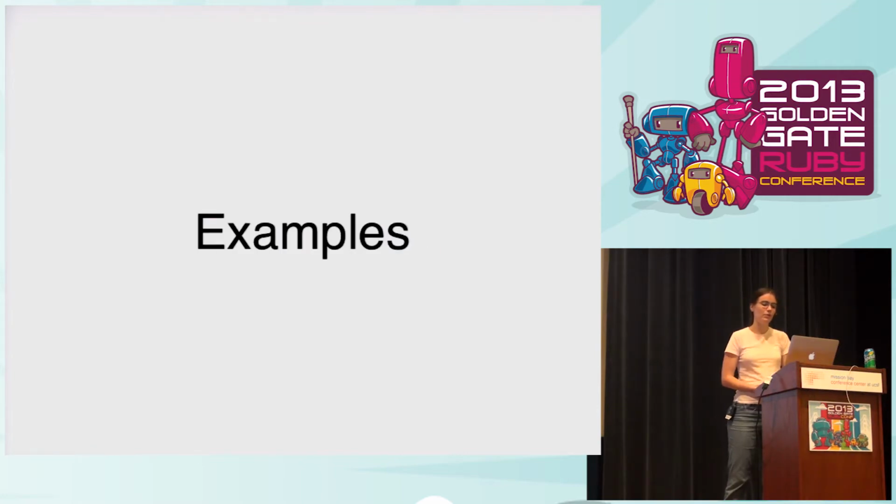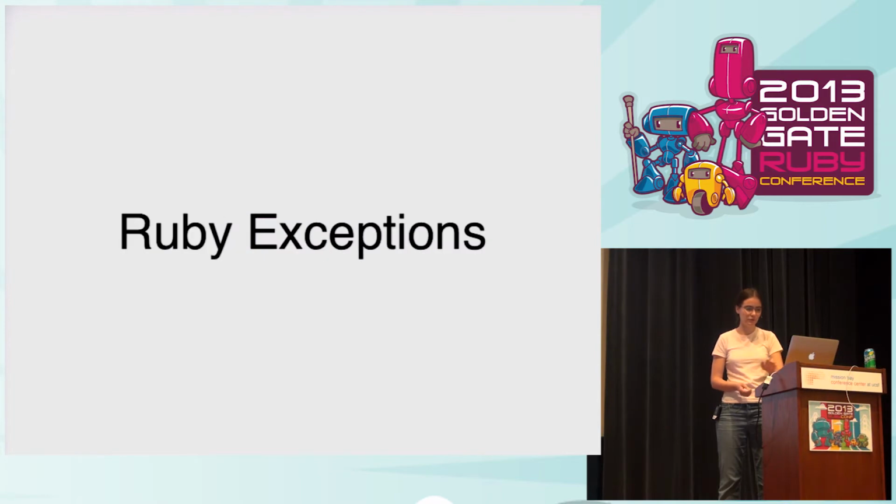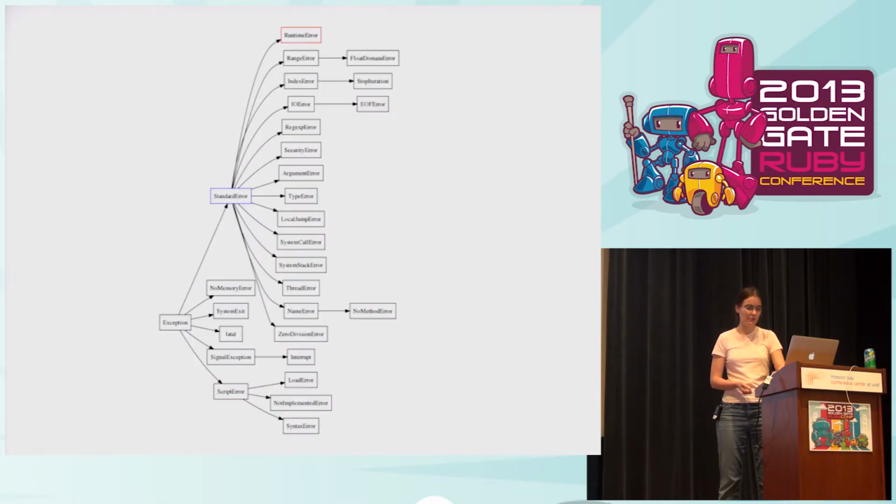Some examples of what you can make with graph. Here's a graph with Ruby exceptions. That's all of them. Standard Ruby. I think this is Ruby 1.8. There's a lot of them, but you can see that there's hierarchy. You can see where there are subclasses, superclasses, and relationships.